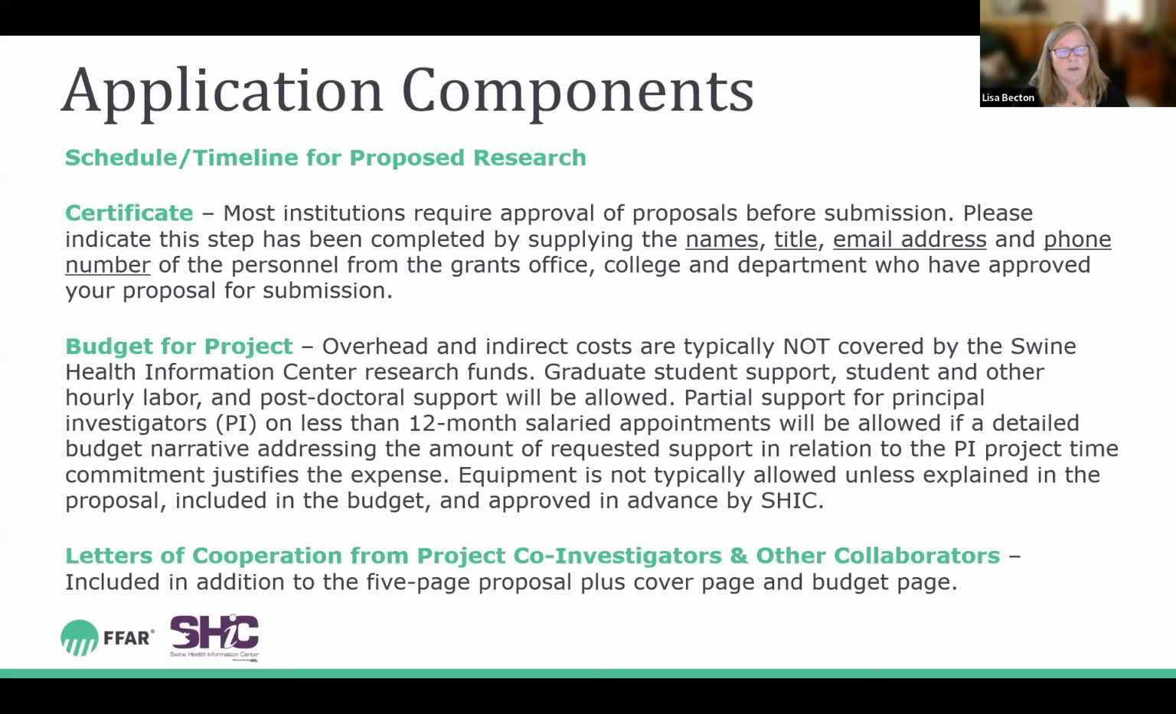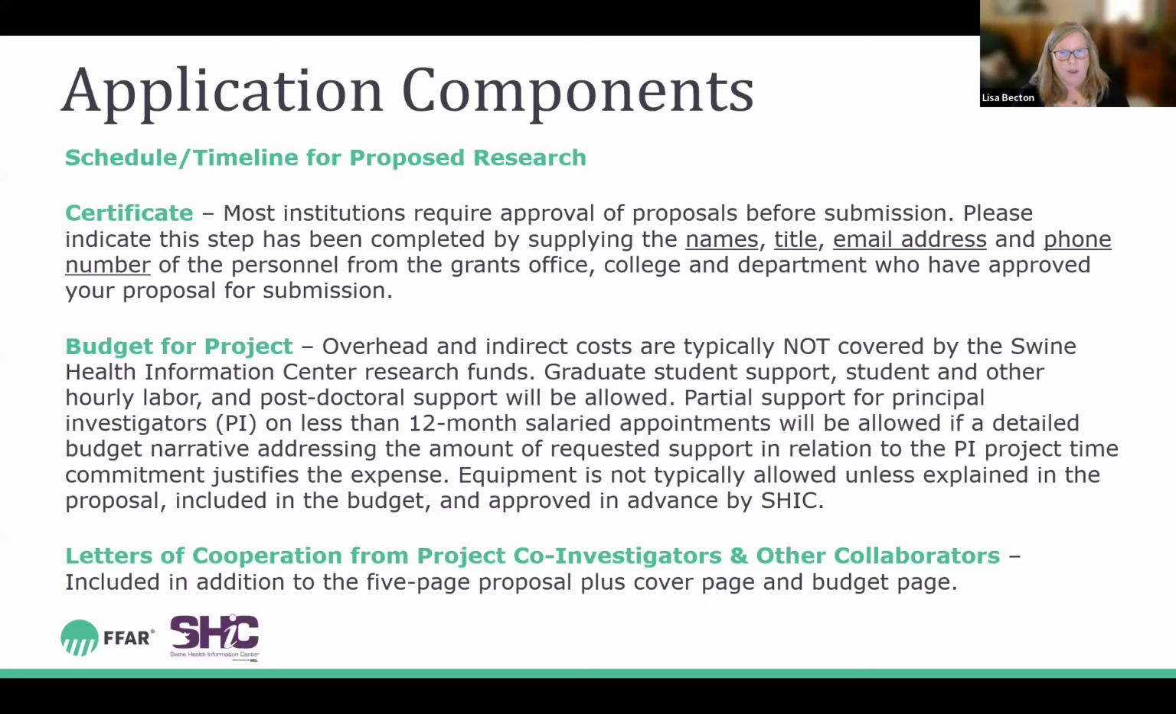The next part, the certificate section, really applies to universities and organizations that manage the contracts and approval of the proposals being submitted. There is a section on the main cover page that includes areas to fill in the name, the title, email address, and phone number of the grants office, the college or department who have approved the proposal. This is critical for us as well as for awardees, because that is who we will be reaching out to start the process for contracts once awards have been granted.